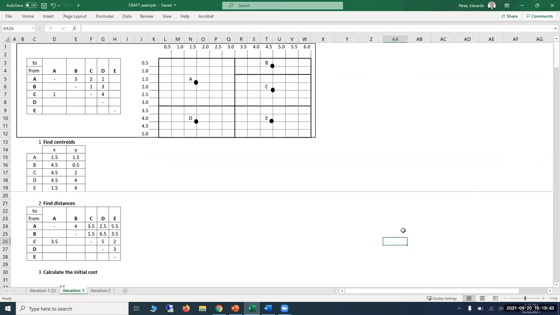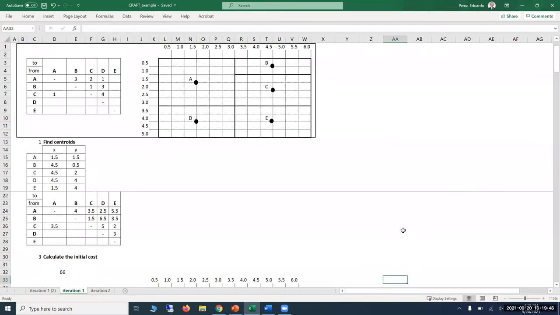So when we compute the initial cost, we are multiplying the from-to chart, which is here, times this distance matrix. And that initial cost is going to be 66. Okay, so you can see the colors associated with the computation there. You are multiplying that matrix times this distance matrix, and that cost equals 66. So we found the initial cost. Now we can talk about the possible exchanges.